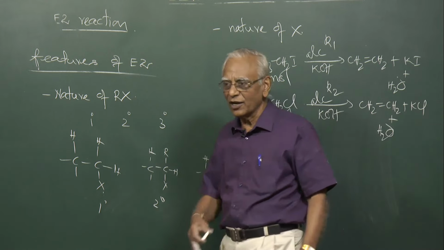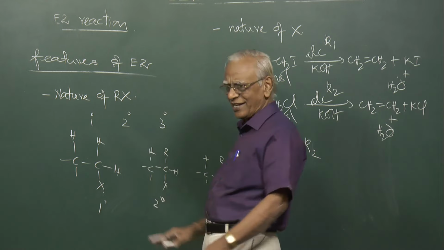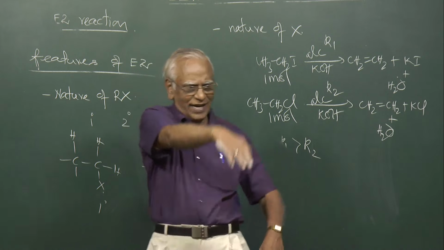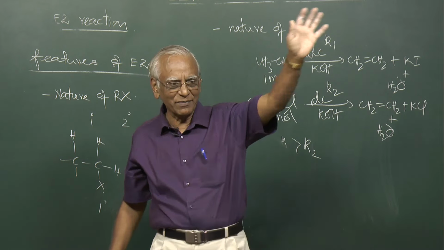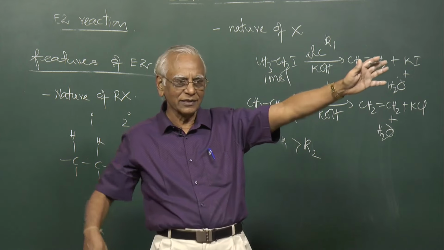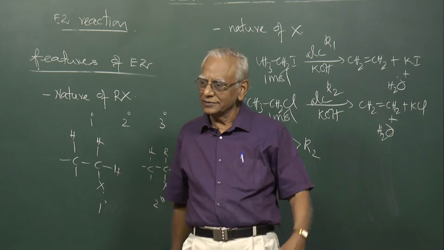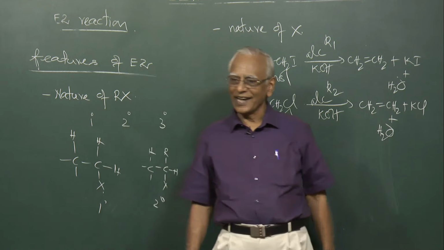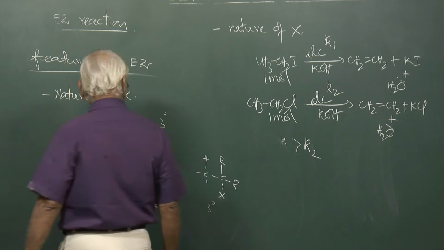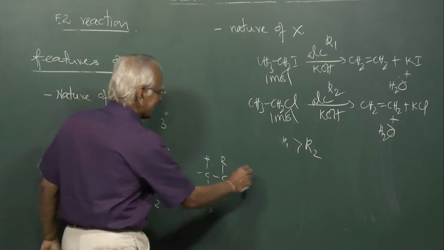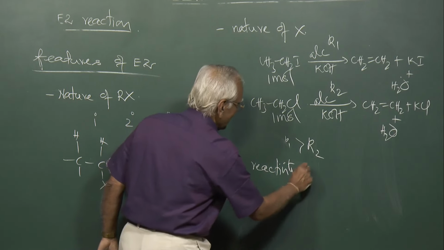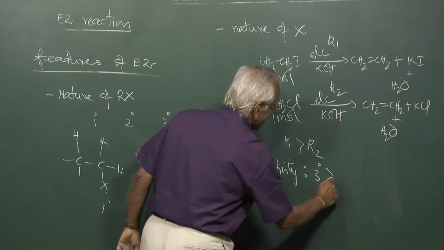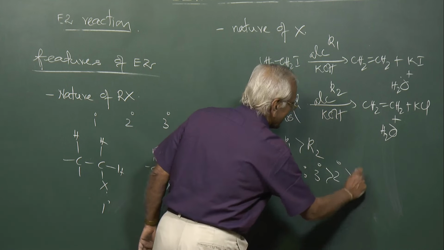Is that so? How many of you propose tertiary alkyl halides react most readily? Raise your hand. 1, 2, 3, 4, 5, 6. How many of you propose primary halides react faster? 1, 2, 3 only. So it goes by the majority. What is the conclusion now? Reactivity is tertiary greater than secondary greater than primary.